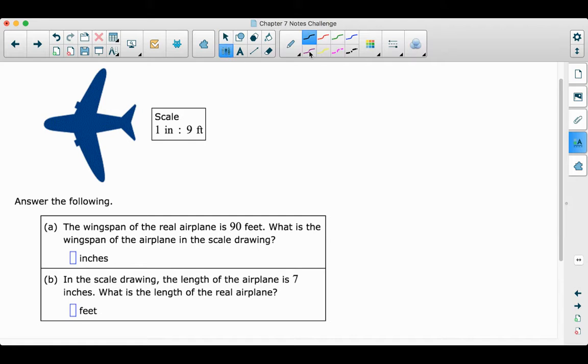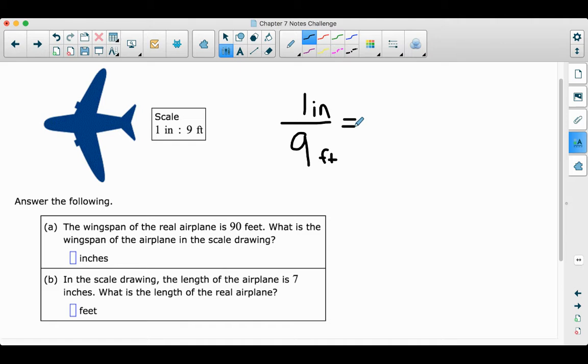Well, with any problem, what we want to do is we first want to take the scale that they give us. 1 inch for 9 feet. Okay, so again, my feet went on bottom and the top is an inch. So we've got 1 inch equals 9 feet. And with all of these scale problems, what we're always going to do is set a proportion, and then we are going to solve that proportion.